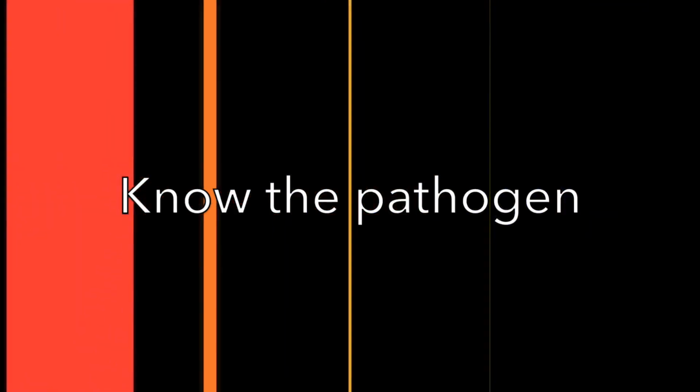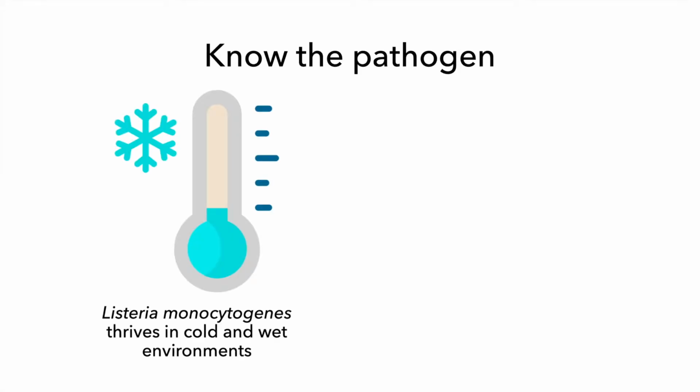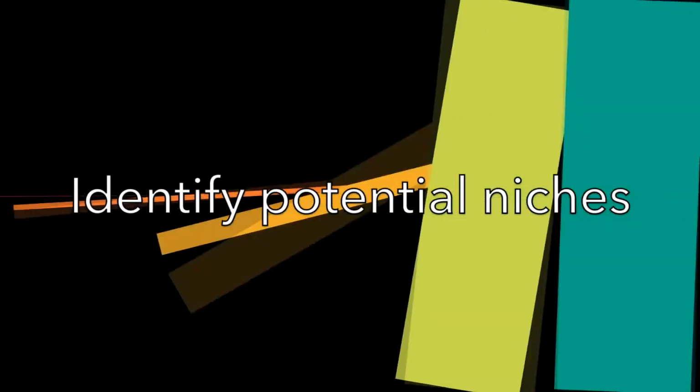First, you should understand the pathogen under investigation so you can individualize a sampling plan to search for that particular pathogen. Different pathogens require you to look in different places. For example, Listeria monocytogenes thrives in cold and wet environments. Salmonella likes wet environments, but is also capable of surviving for long periods in very dry environments. Please refer to our pathogen-specific quick train videos for more information.